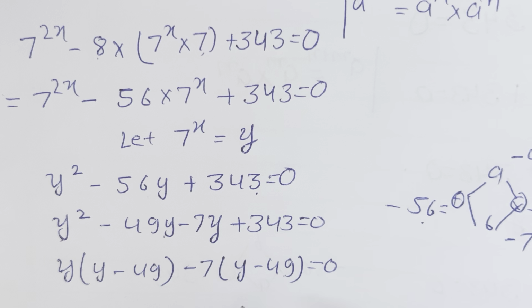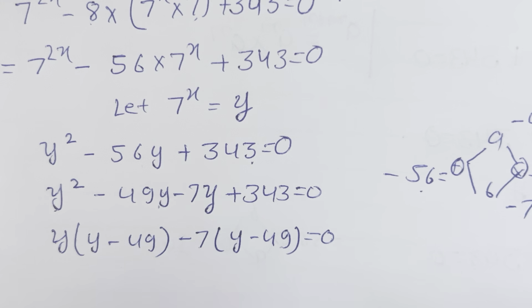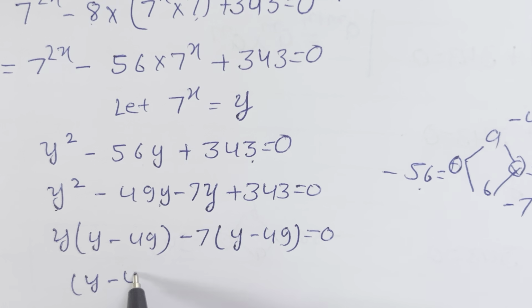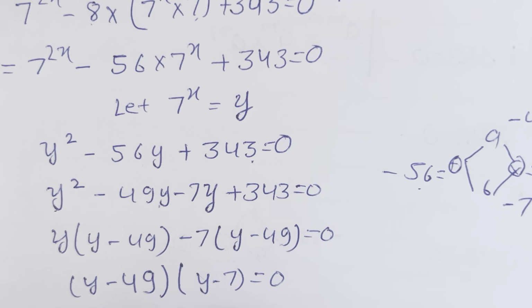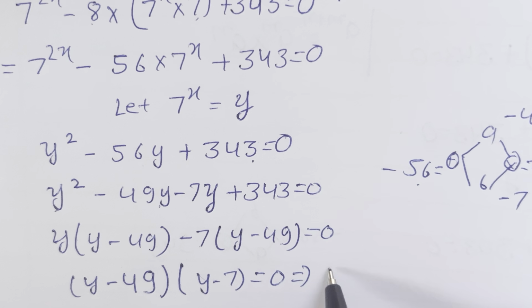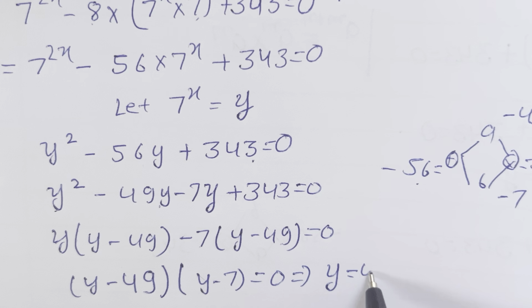Now in this equation, y − 49 is common. I am taking out y − 49. What is left? y − 7. So (y − 49)(y − 7) = 0. Hence we get the two values of y: y = 49 and y = 7.